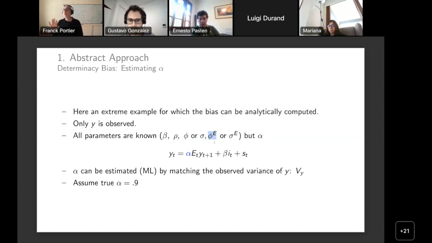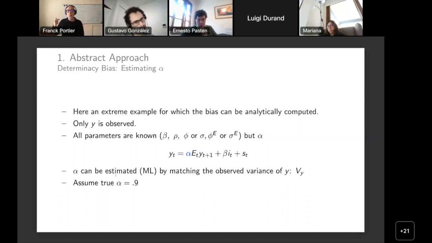This is the part which is a bit weird. It doesn't make much sense in reality, because why would you know this? To compute this, you need to know everything. But that's just the assumption I'm making here. So I know all the parameters, and the only thing I want to estimate is this alpha. So I have one parameter to estimate.